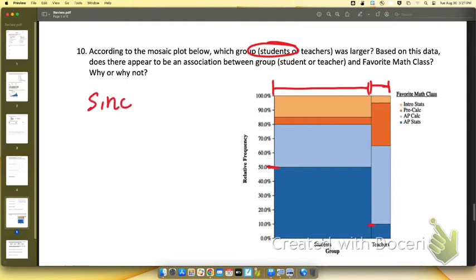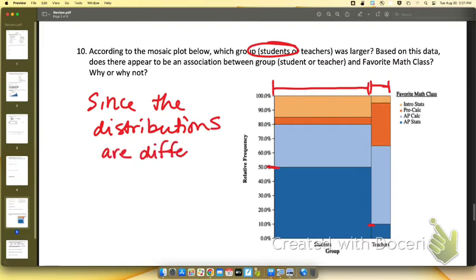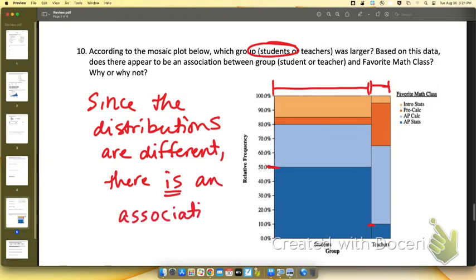So since the distributions are different, there is an association. There's something causing there to be some difference between the students versus the teachers.